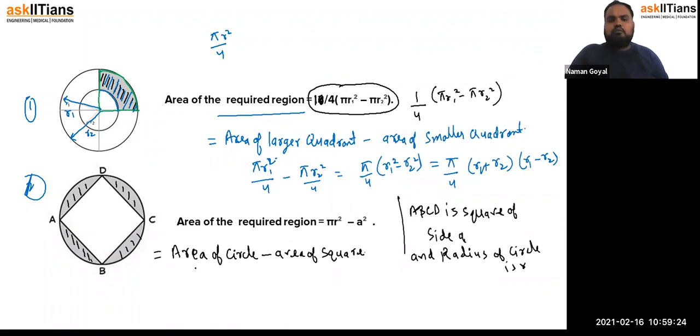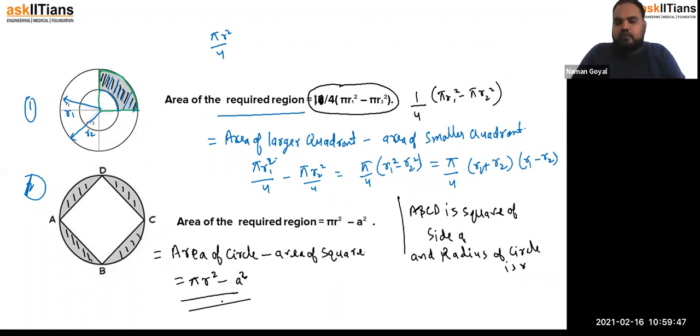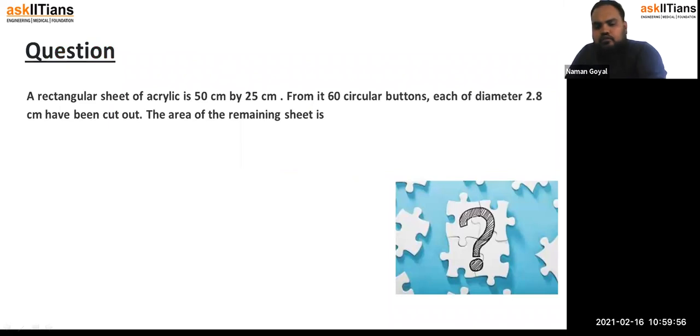Okay? Now tell me, what is the formula for area of circle? Pi r square. Minus area of that square is what? A square, because side square is the formula for area of square, so it becomes A square. So what we got? We got this one. So this is our required answer for the area of this shaded part. If you see, pi r square minus A square, we already got it. Got it? Okay, now there is a question.